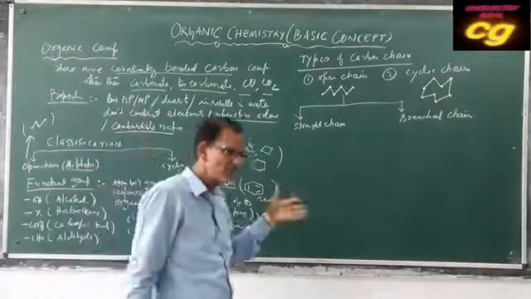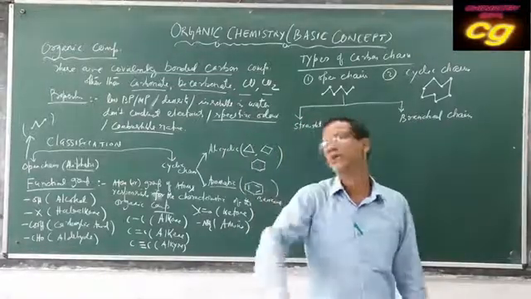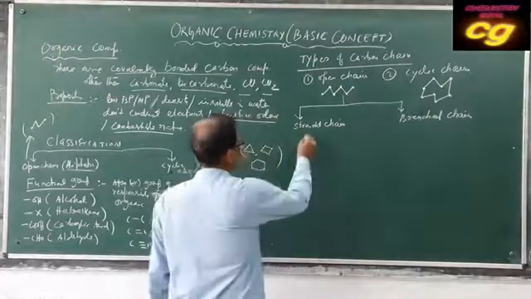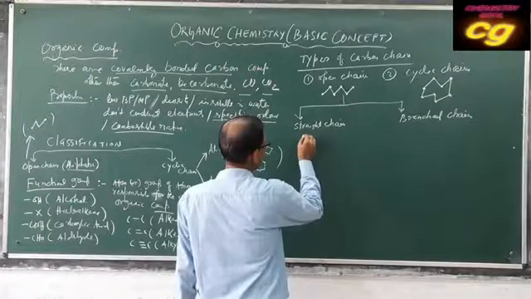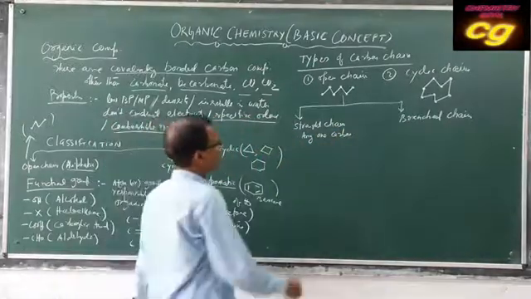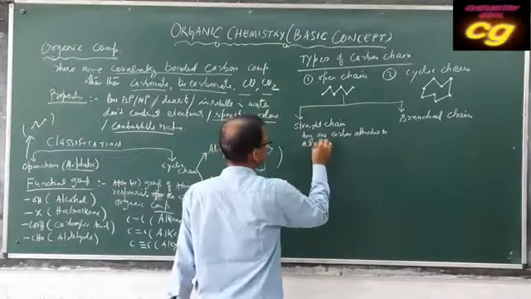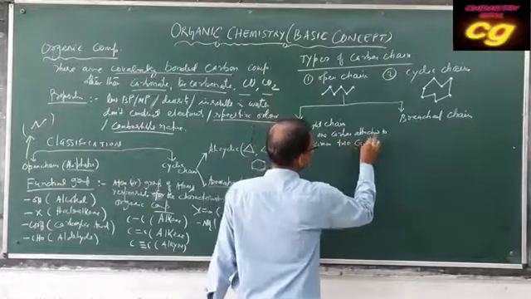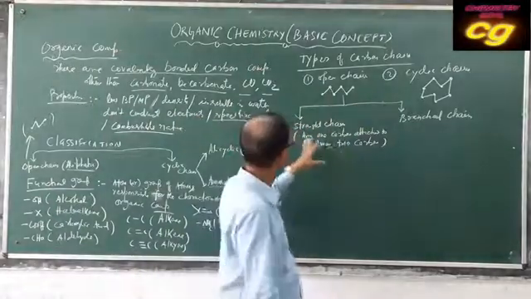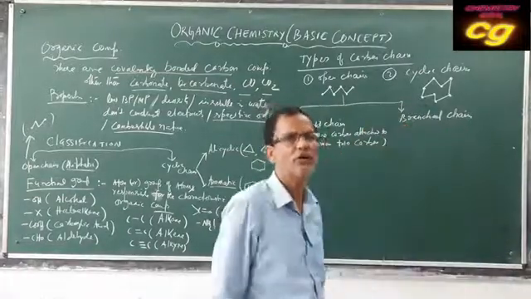Straight chain means the carbon chain is straight. Don't confuse it with physics and mathematics. Straight means there is one line, it is not like this. As per chemistry, the chain is straight when any one carbon is attached to a maximum of 2 carbons. This is a very important concept. Take any one carbon in the open chain: if any carbon atom is attached to a maximum of 2 carbons, it is called a straight chain.